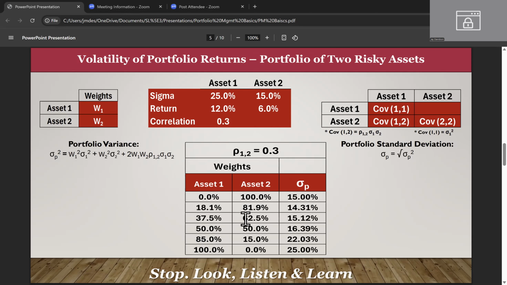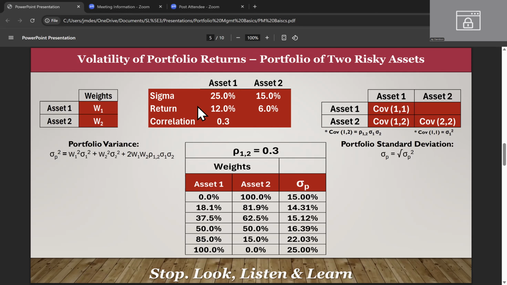Now let's look at the scenario where we put half our money in asset one and half in asset two. If we do that and we look at sigma, the standard deviation of asset one, the standard deviation of asset two, you can see the volatility of asset one is higher than the volatility of asset two. So you would say asset one is more risky than asset two.